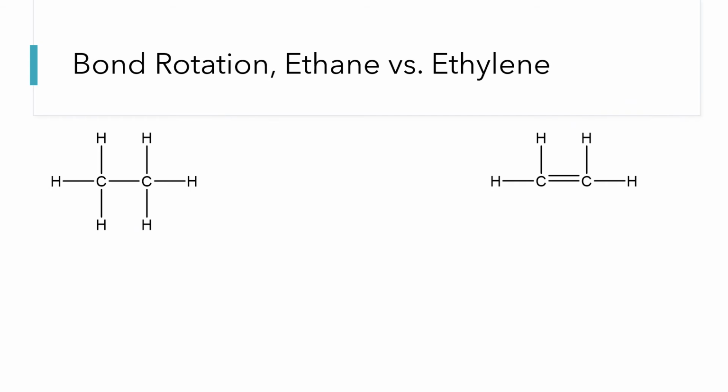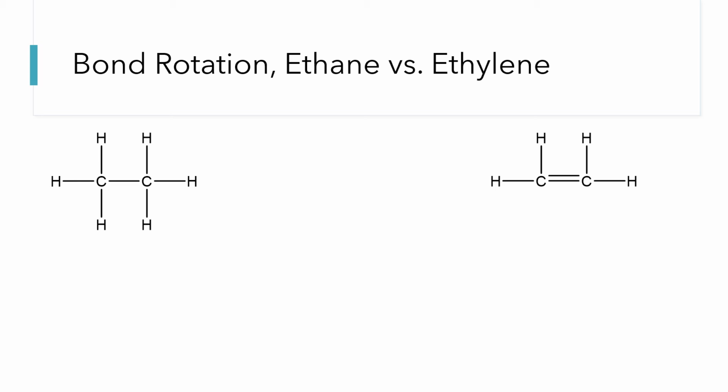I hope that I can kind of answer this issue about bond rotation, why ethane is free to rotate about the carbon-carbon bond, but ethylene is not. I searched for a little bit and didn't find a good video already in existence on this. There's probably a good one out there. I just didn't find it in the amount of time that I had available for searching.